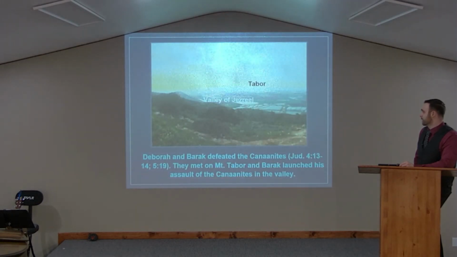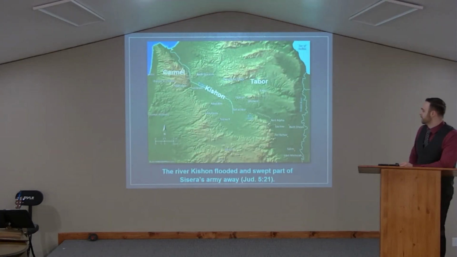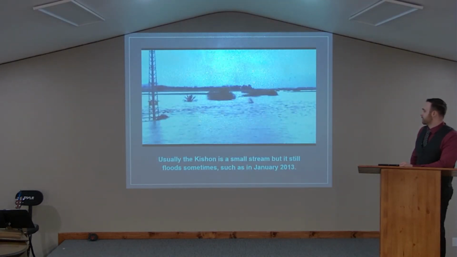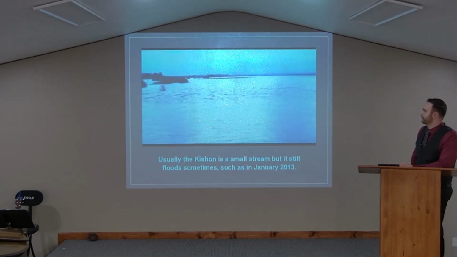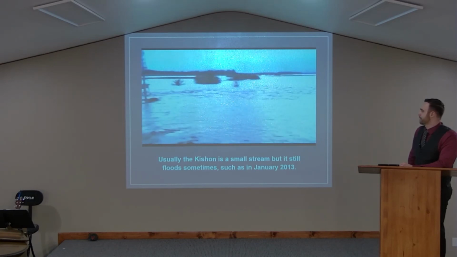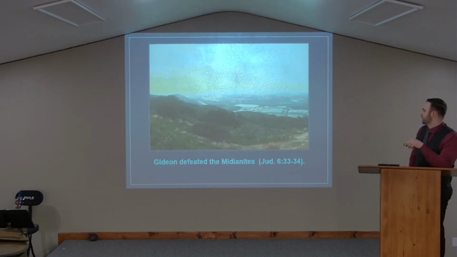As an example, Deborah and Barak defeated the Canaanites in the book of Judges. They met over here on Mount Tabor, and Barak launched his assault on the Canaanites in the valley. And then the river Kishon flooded in Judges and swept part of Sisera's army away. Usually it's small, but sometimes it floods. Gideon also defeated the Midianites in this valley as well.